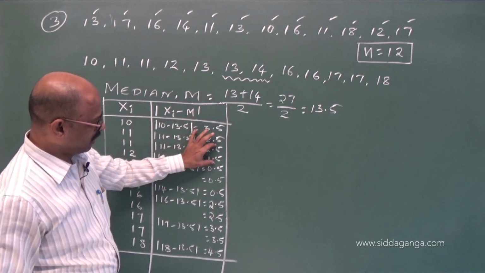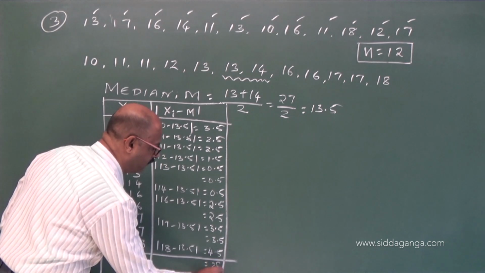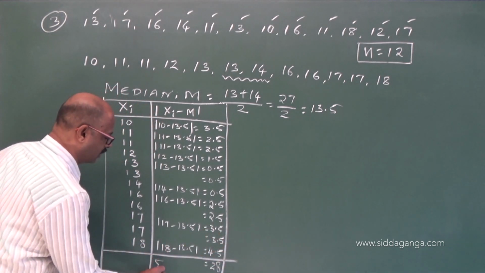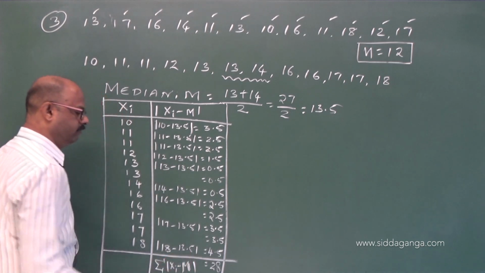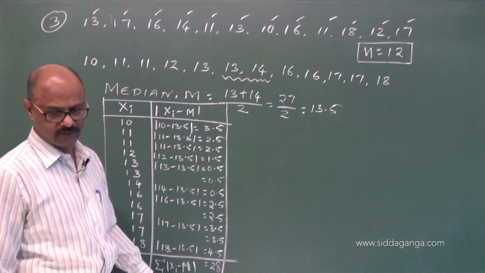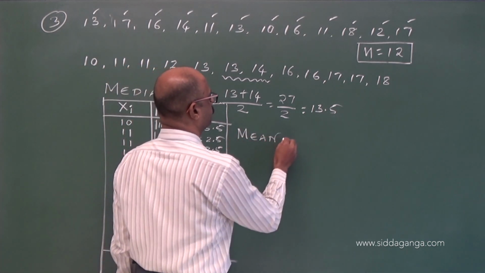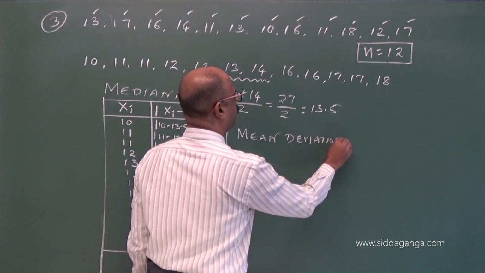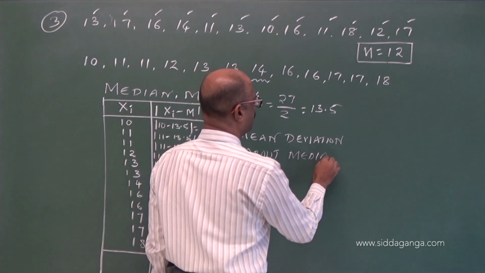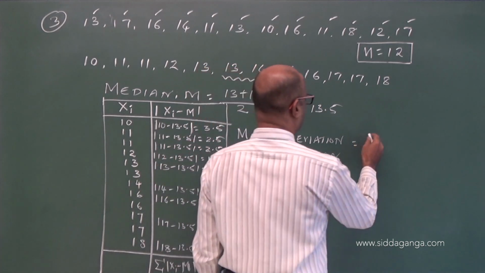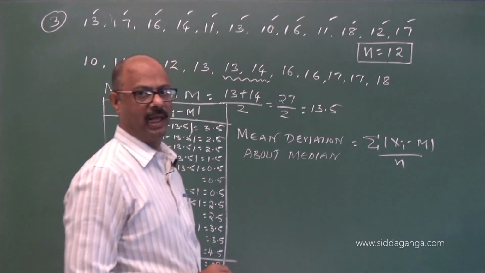22, this becomes 23, this becomes 24, this is 25, this is 26, this is 27 and this is 28. So, the addition of all these numbers forms 28. We call it summation or sigma modulus of xi minus m. So modulus of sigma xi minus m is 28 like this. So finding the mean deviation about median, the formula is sigma summation modulus of xi minus m divided by small n.